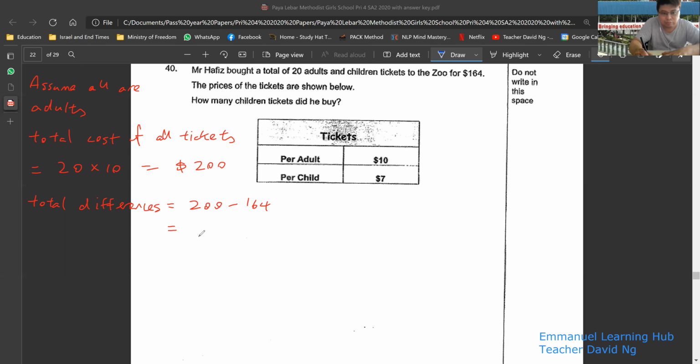Just now you said you use assumption method because they never say how many adults there are. But if you count 20 adults and then 20 children, then you get the answer already. The question never tells you there are 20 children or 20 adults. The question tells you adults plus children is 20.